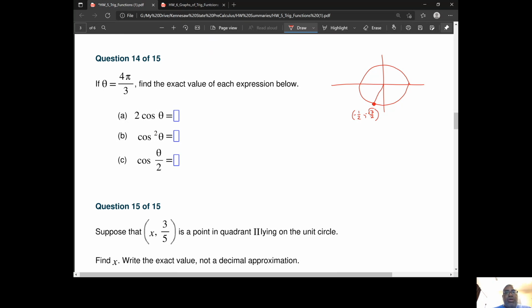So 2 cosine of theta. Cosine is negative 1/2, so 2 times that is negative 1. Cosine squared of theta is the same thing as cosine of theta squared. That'll help you in the future. So in other words, it's negative 1/2 squared, negative 1 over 2 times negative 1 over 2, which is equal to positive 1 over 4.